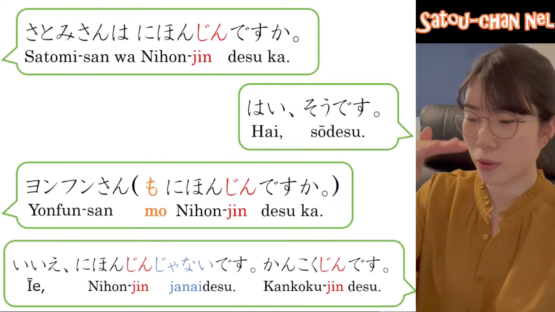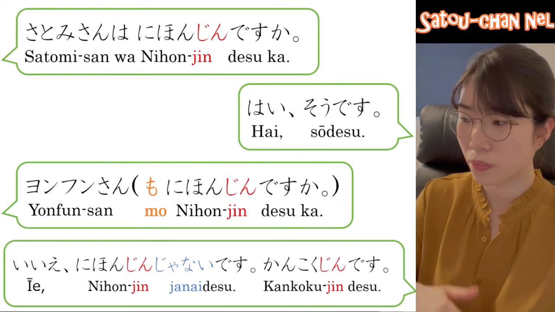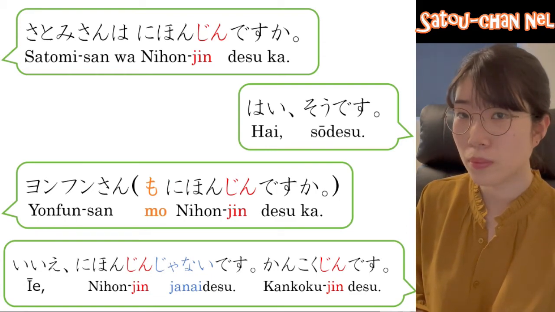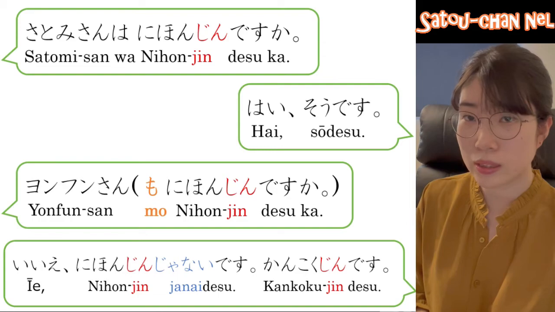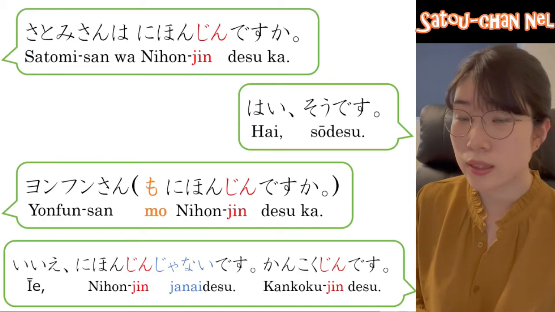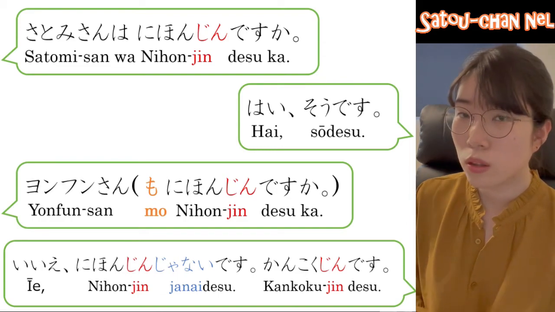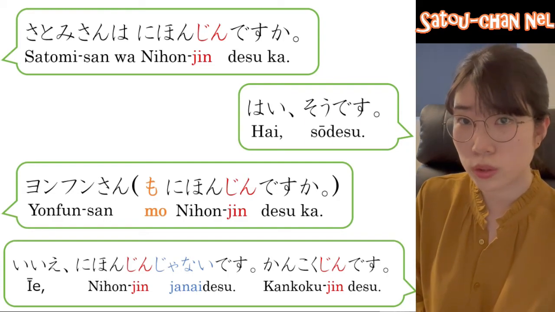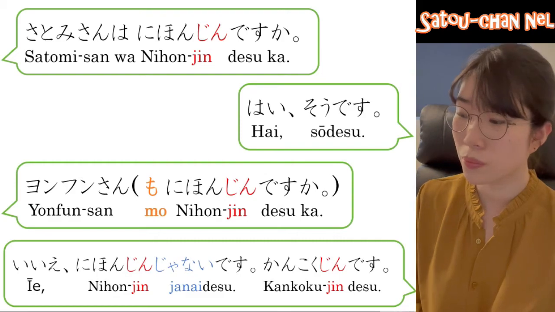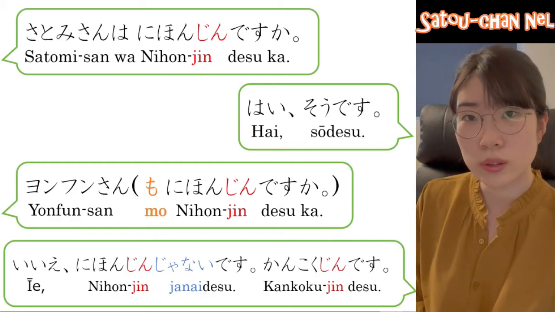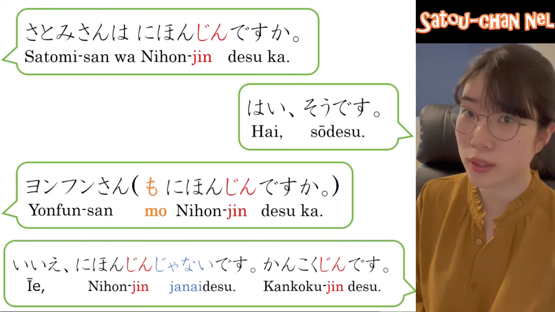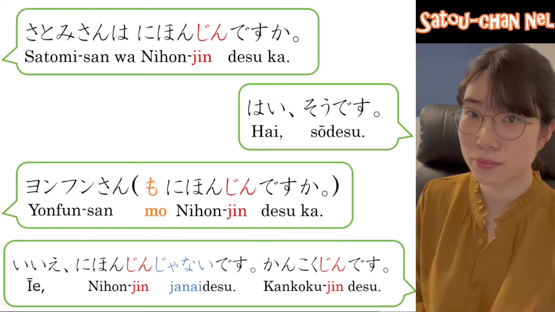So let's read through the whole conversation. さとみさんは日本人ですか？Is Satomi-san Japanese? はい、そうです。Yes, that's right. ヨンフンさんも日本人ですか？Is Yonfun-san Japanese as well? いいえ、日本人じゃないです。No, not Japanese. 韓国人です。He's Korean.